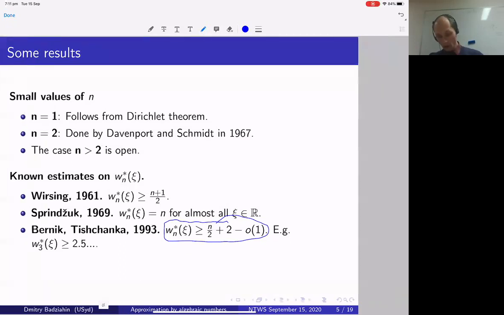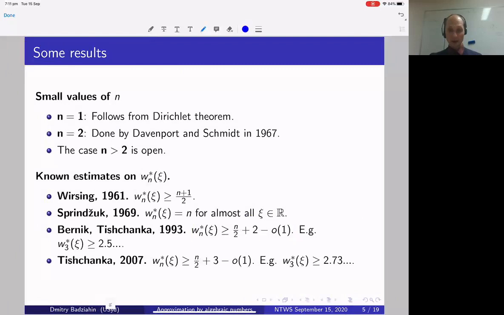Later, Tishchenko improved this bound, again, a little bit. So in 2007, he showed that w_n star of psi is at least n/2 + 3 minus something which tends to zero. And again, for n equals 3, that lower bound gives us 2.73 and something.